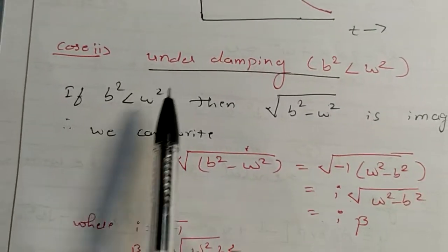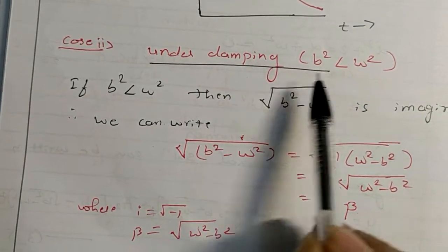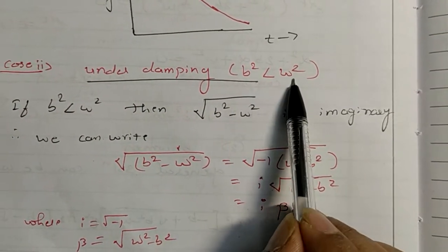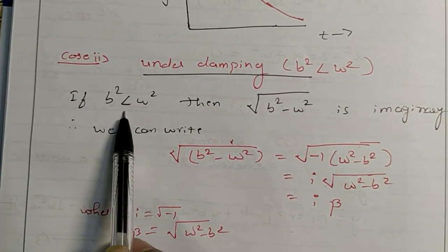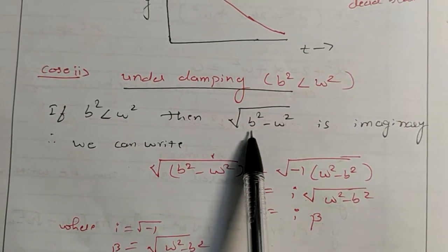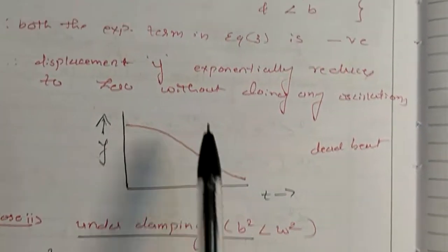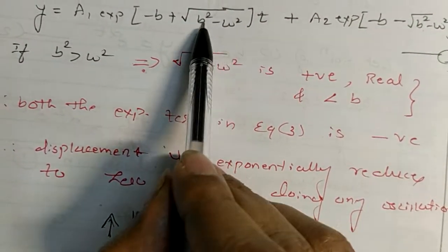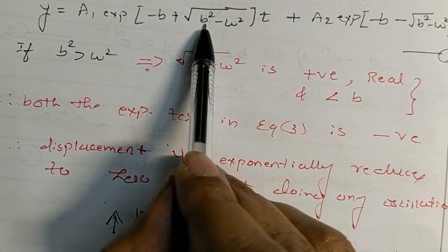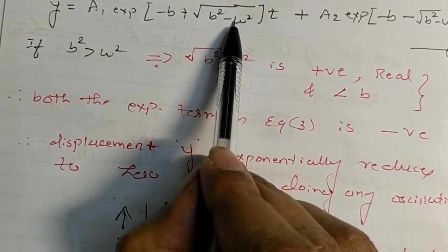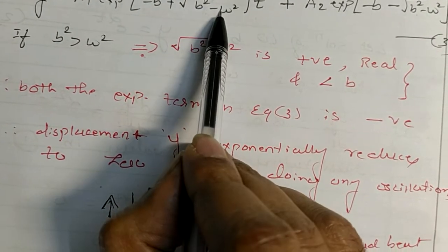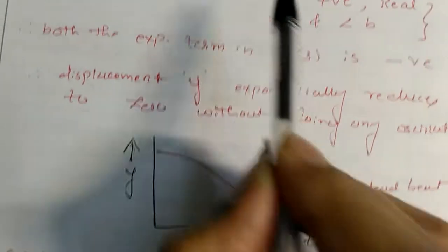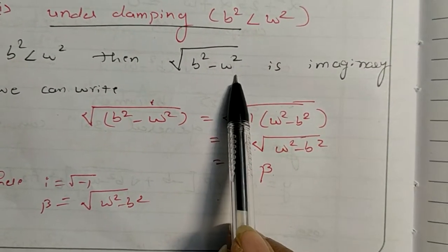Next, case 2 is underdamping. What is underdamping? b² is less than ω². We shall discuss the underdamping case where b² is less than ω². Then the square root of b² minus ω² is imaginary. Since b² is less than ω², this quantity is negative, so whatever is inside the square root is negative. You know that the square root of a negative quantity is imaginary.